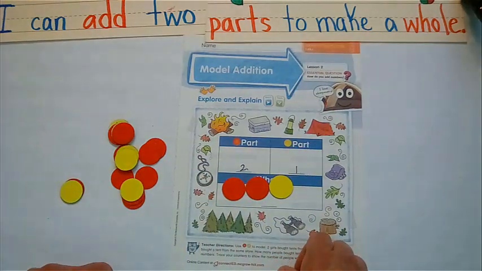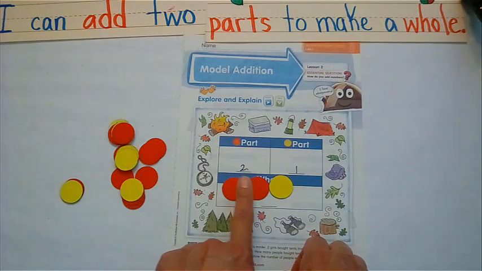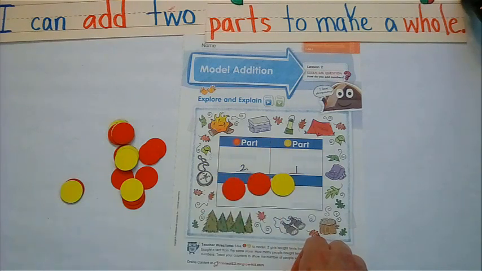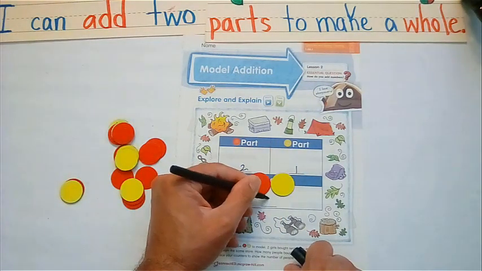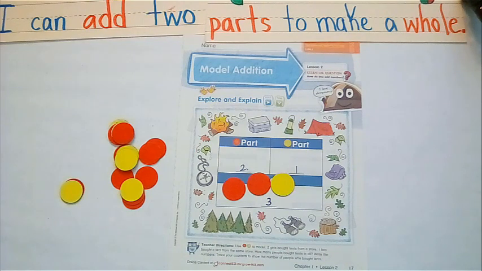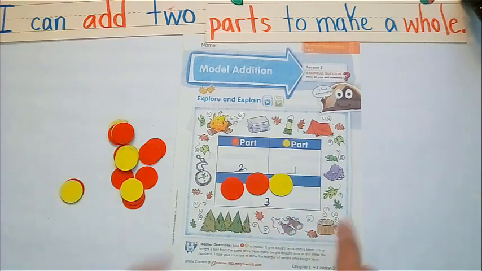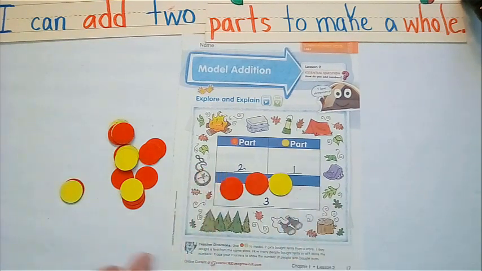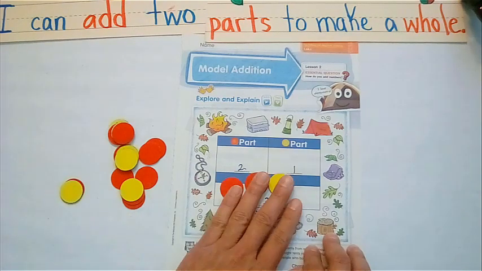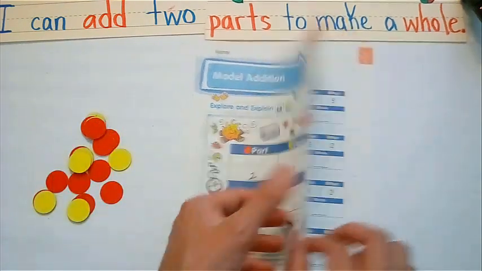So how many parts do we have? Let's count it. 1, 2, 3. We have 3 parts, and so the 3 parts made a whole of 3. All right? So, good job. Now, let's turn the page.